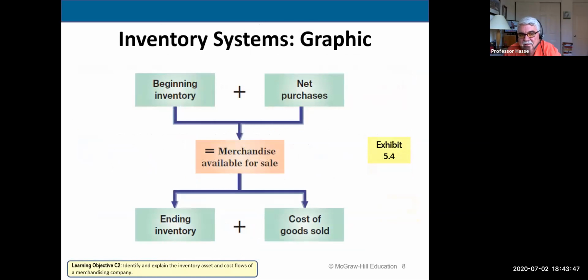And this is kind of like a graphic. We have a beginning inventory of Heineken beer. We add some additional purchases of Heineken. So now we have the total amount of Heineken available for sale. Then we sell it. The Heineken or the product that we sell goes to cost of goods sold, what it cost us to sell that product. And the rest of it that we don't sell stays in inventory.